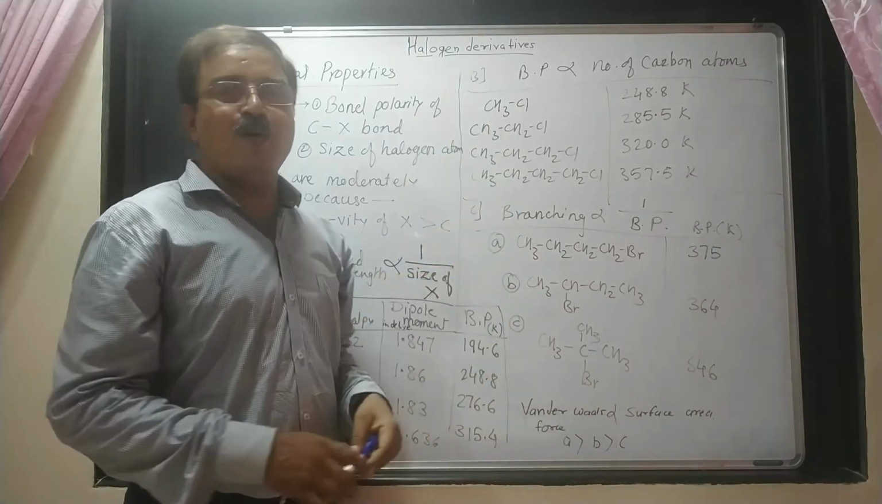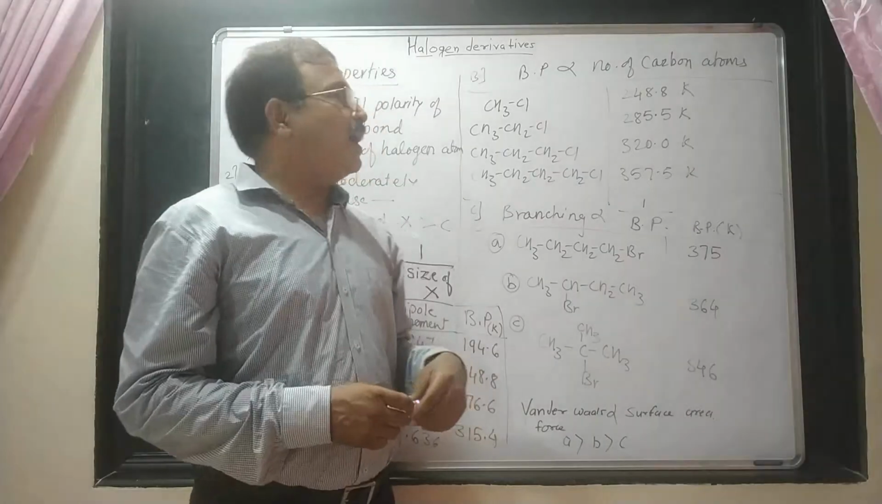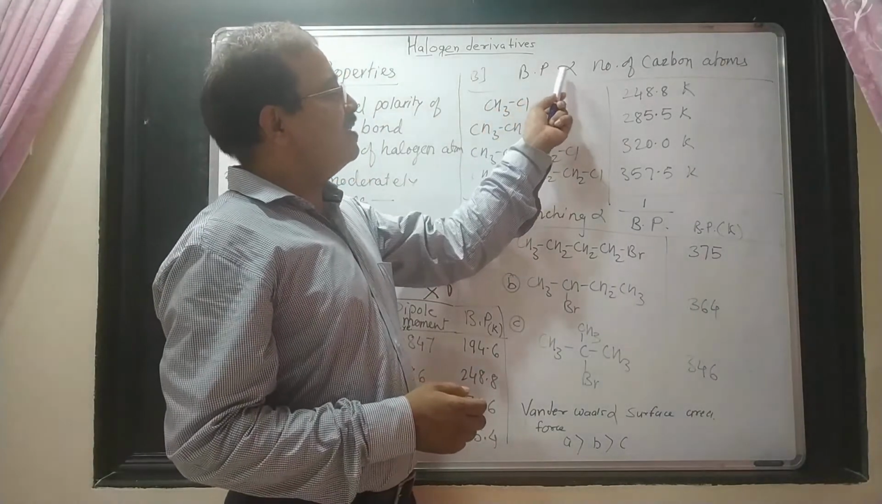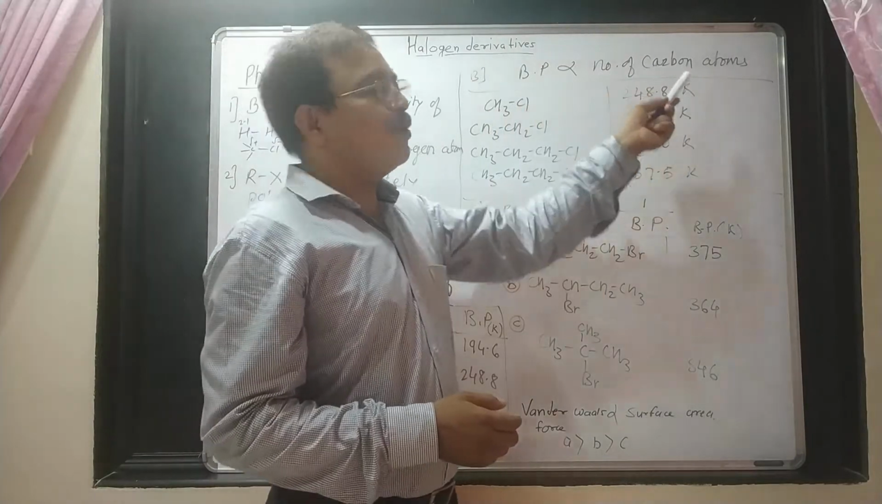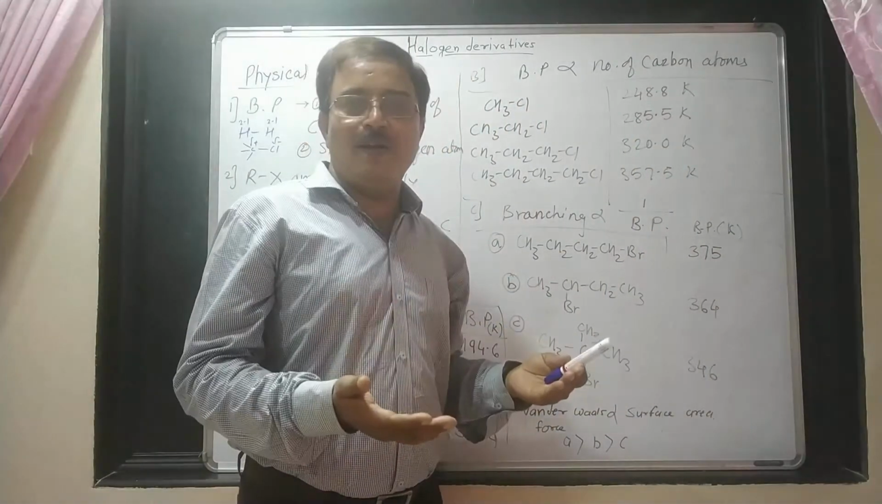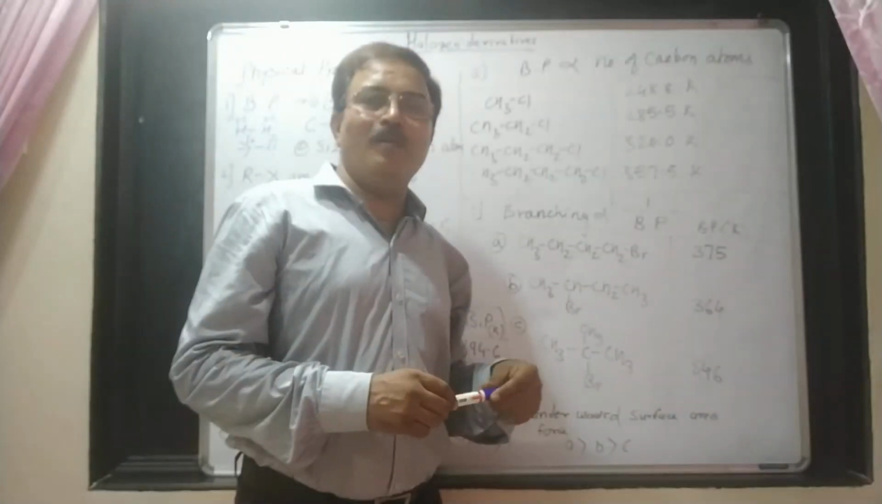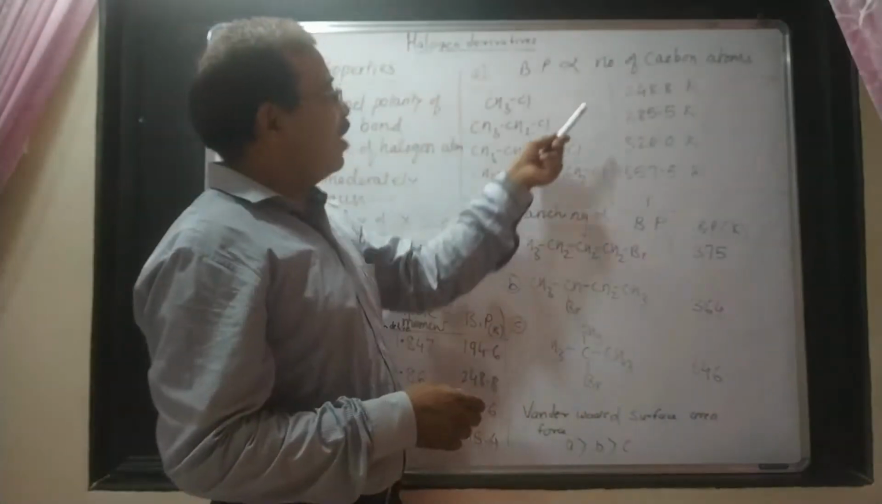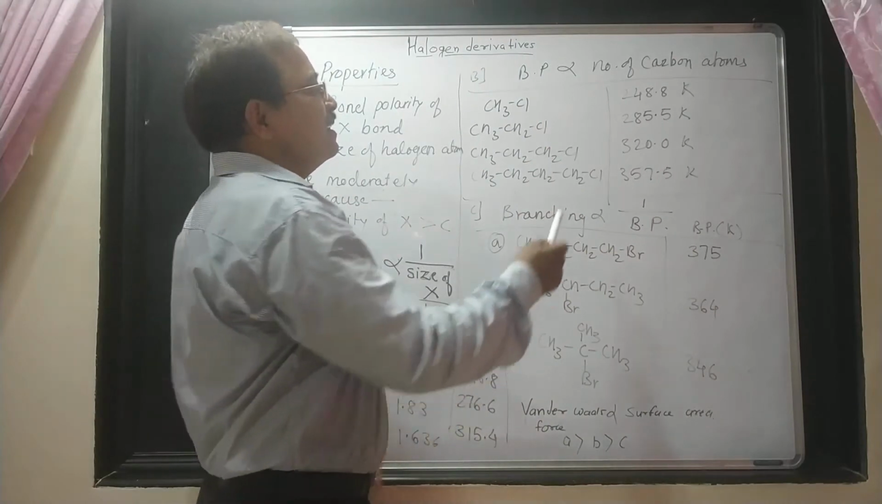The molecular weight must go on increasing. And the boiling point is directly proportional to the number of carbon atoms. As the number of carbon atoms goes on increasing, molecular weight goes on increasing, as a result the boiling point must go on increasing there. So how it varies, let us concentrate.